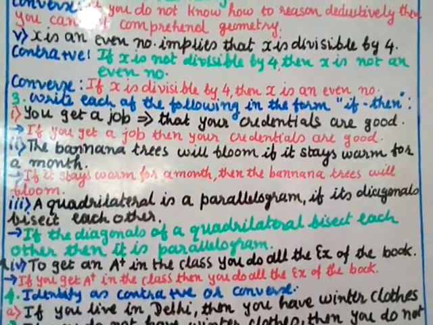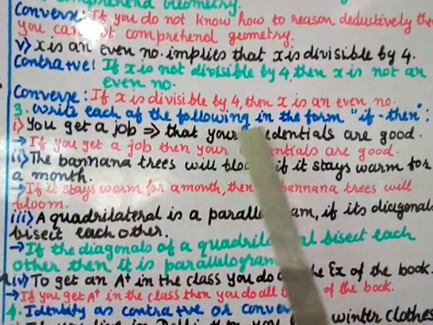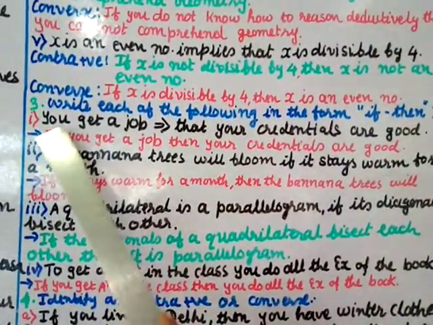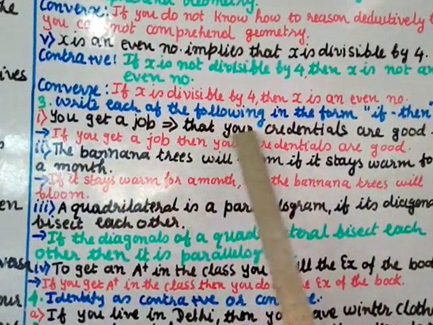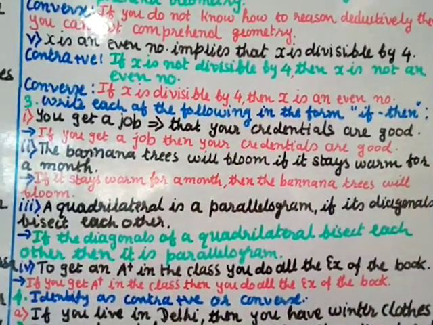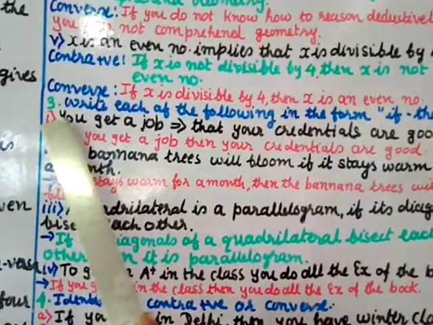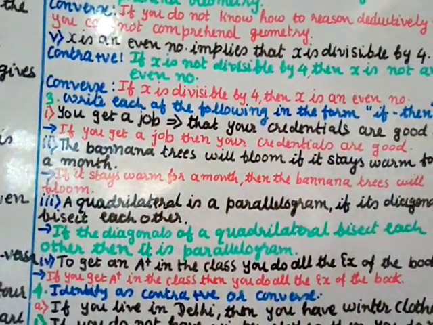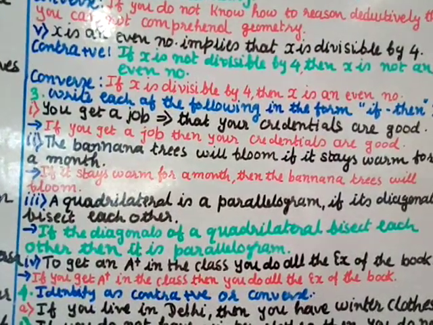Question number 3. Write each of the following in the form if then. Roman number 1. You get a job implies that your credentials are good. You have to write if then form. Okay, so this means if you get a job, then your credentials are good. It is a direct question, and you can write the direct answer.